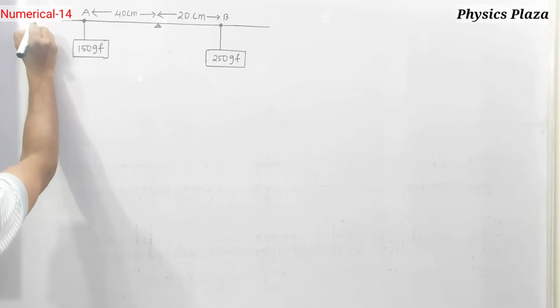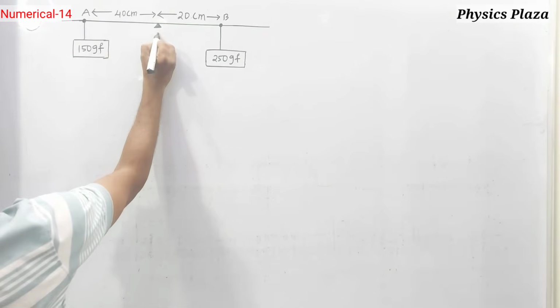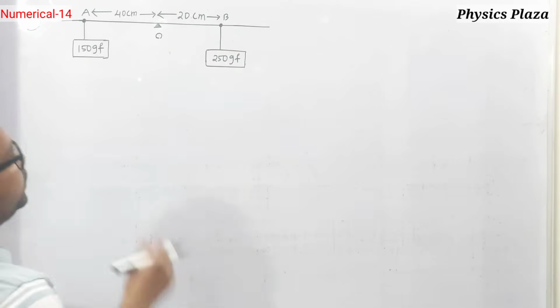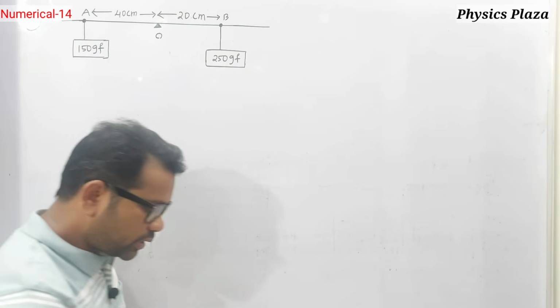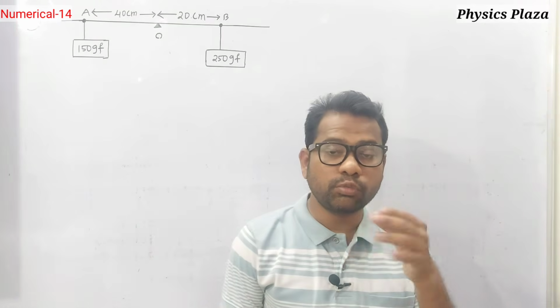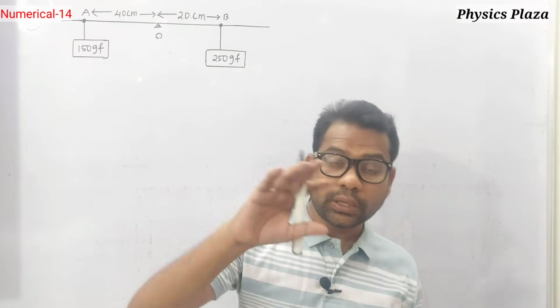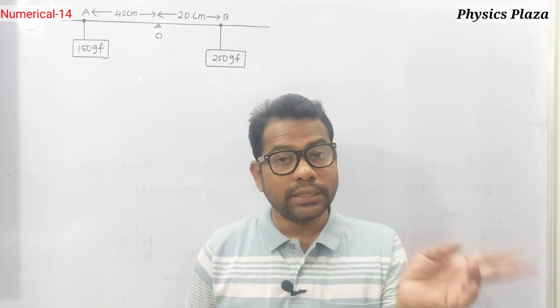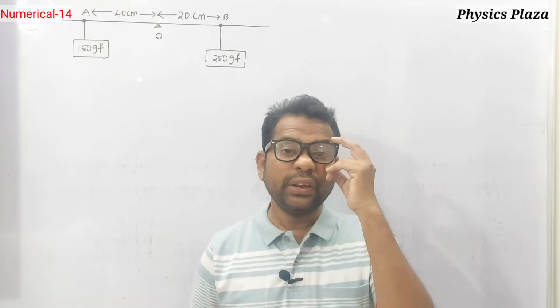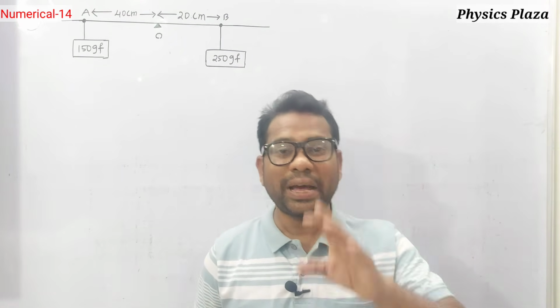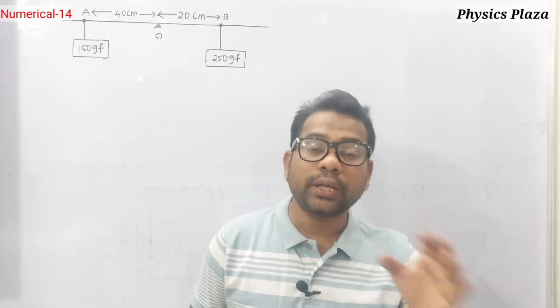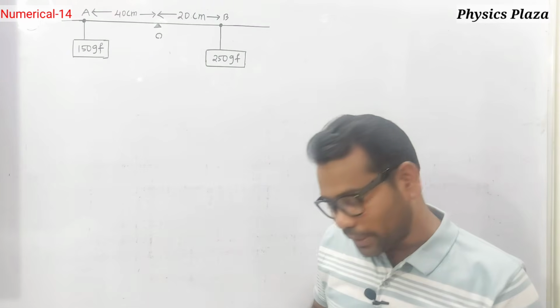Children, it is the 14th numerical. This is a point O. This is actually the diagram which is given in the question. Now they are asking us to calculate the total anti-clockwise moments of weights, the total clockwise moments of weights, and the difference between the two. And if it is not balanced, how are you going to balance it? By keeping the 100 gram force on this meter rule. So let us see here.